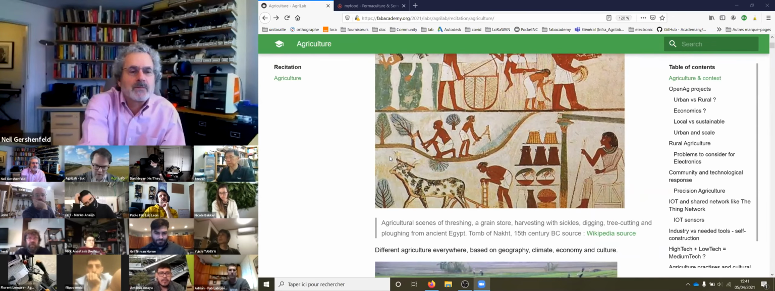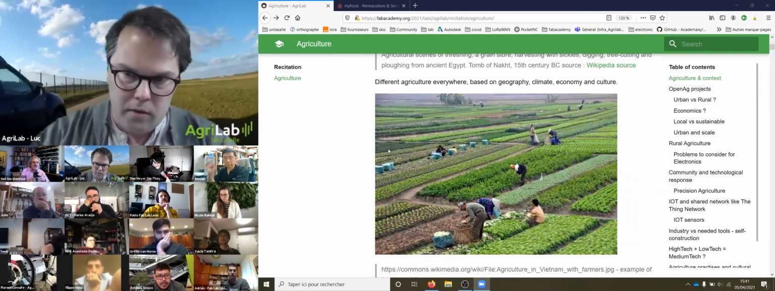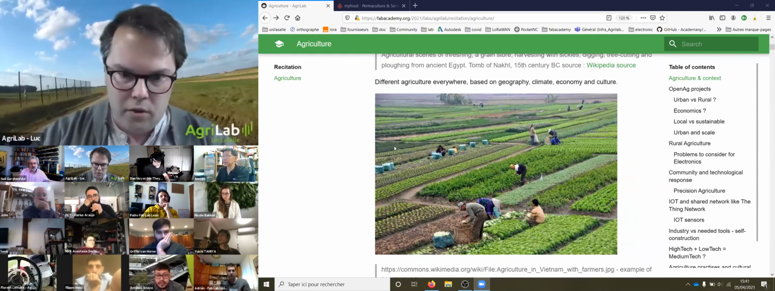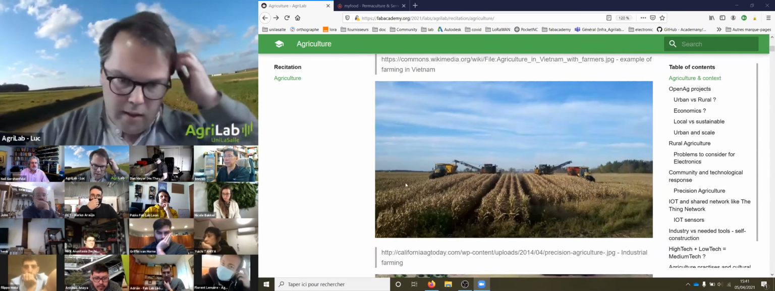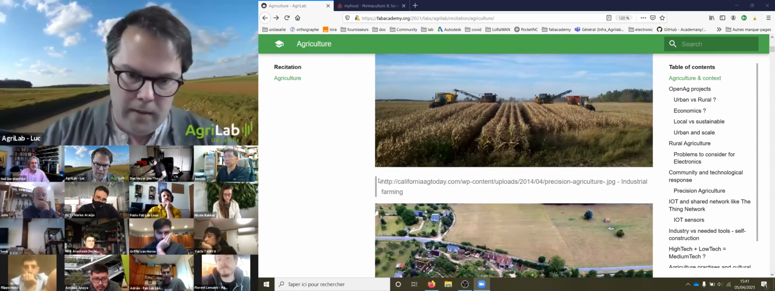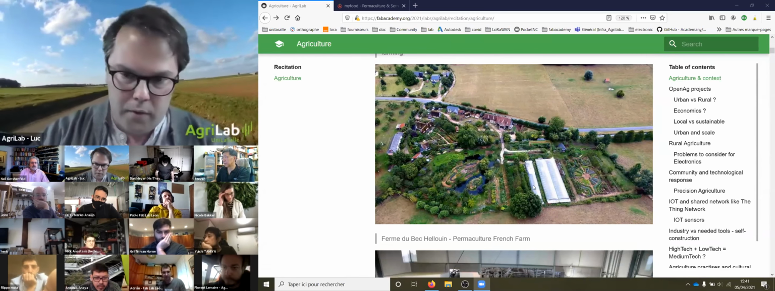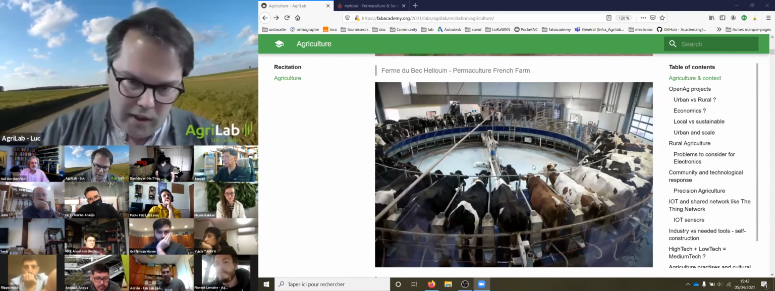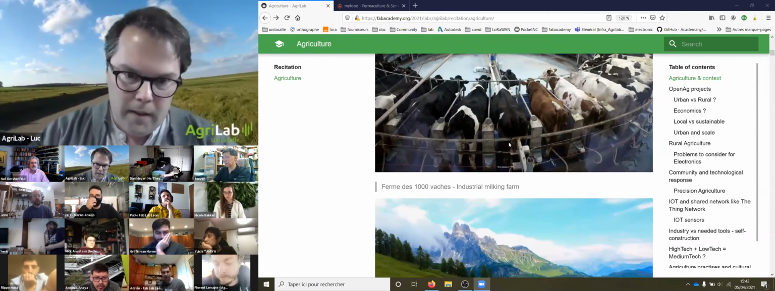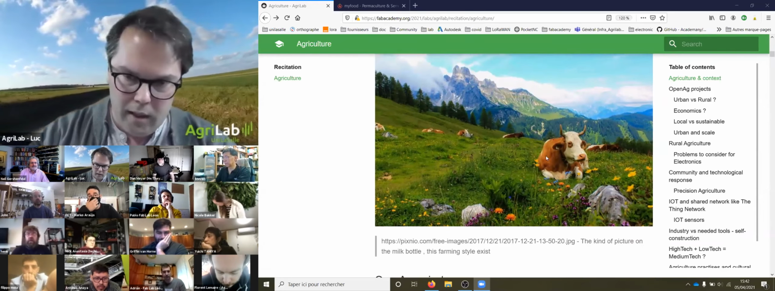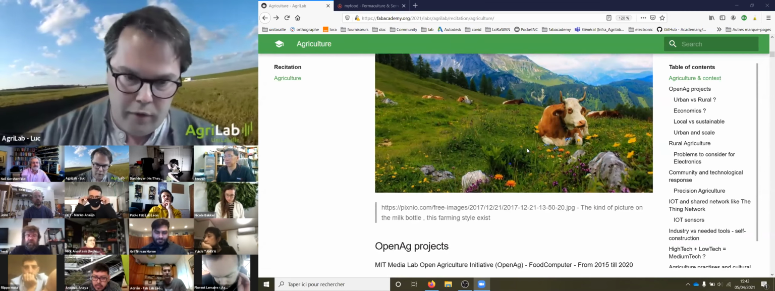So it's a long history, and it's really difficult to compare agriculture because it's different everywhere. It's based on geography, climate, economy, and culture. So this is a picture in Vietnam, and this is a more classical way of doing farming in America. It's more industrial farming. This is some kind of cliche of permaculture, French farm, really different with a lot of polyculture. This is mostly how milking is done. This is called the 1000 cow farm. And this is what most people have in mind when they are buying a bottle of milk. But those really exist also in France. So this is really a different situation.